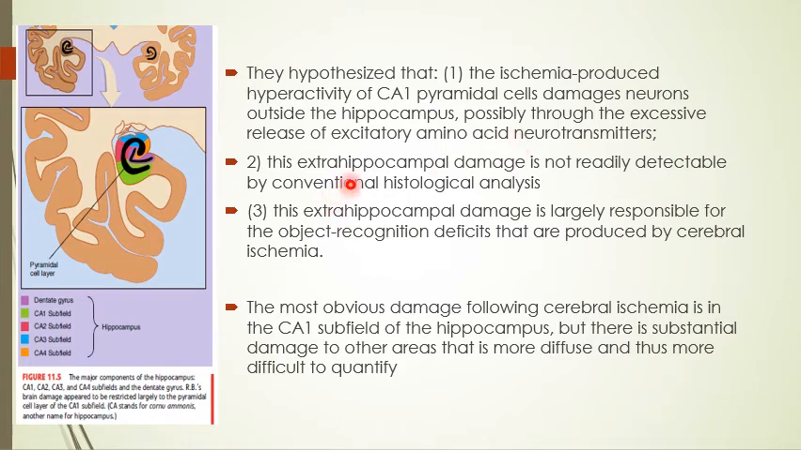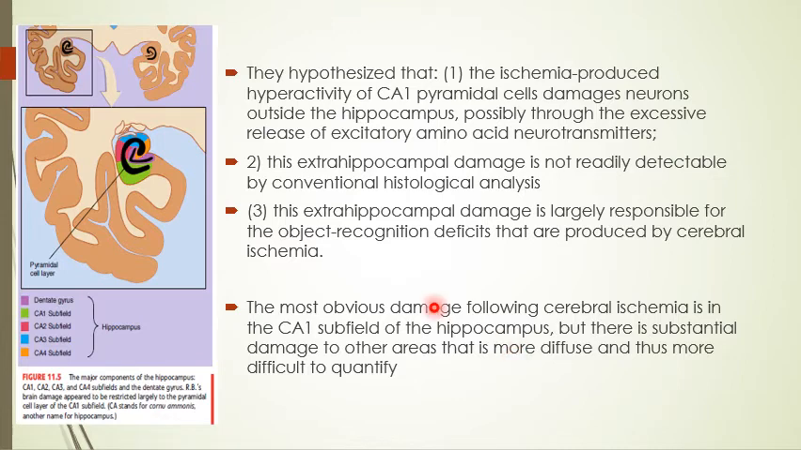Second, this extra hippocampal damage is not readily detectable by conventional histological analysis. So maybe the methods they used is not enough to detect, no, the damage surrounding the hippocampus. So that's their second hypothesis. Third, this extra hippocampal damage is largely responsible for the object recognition deficits that are produced by cerebral ischemia. So, meaning dili gyud ang hippocampus ang responsible for object recognition, but it may be because of some extra hippocampal area in the brain.